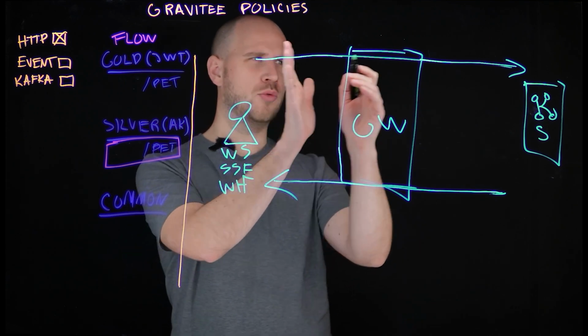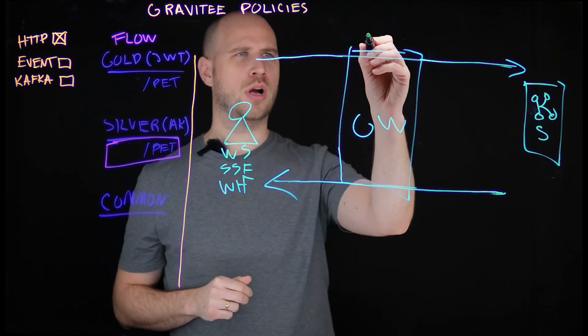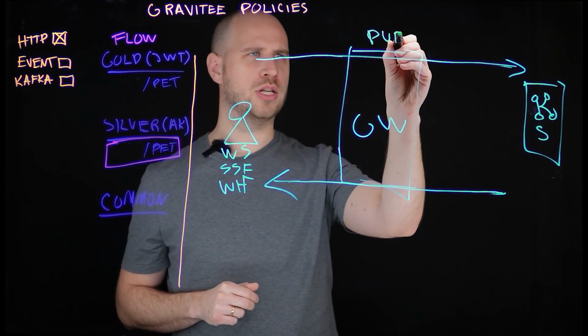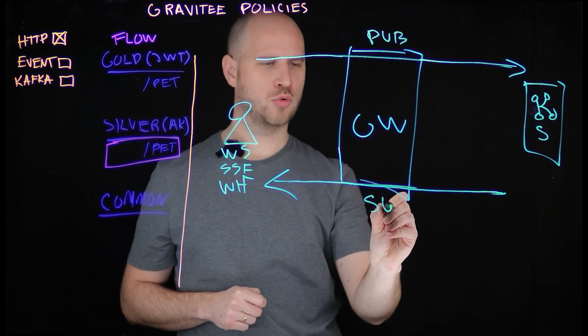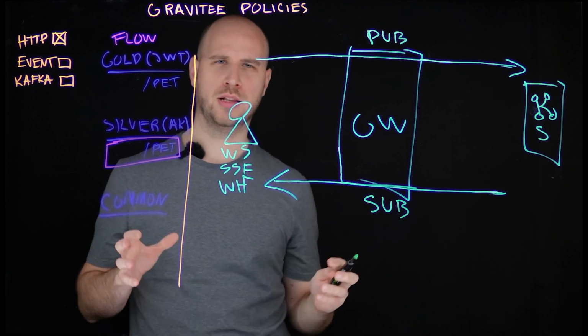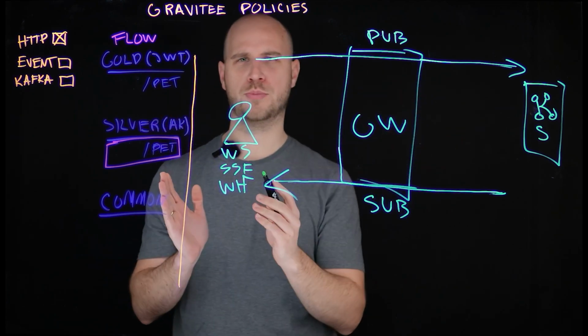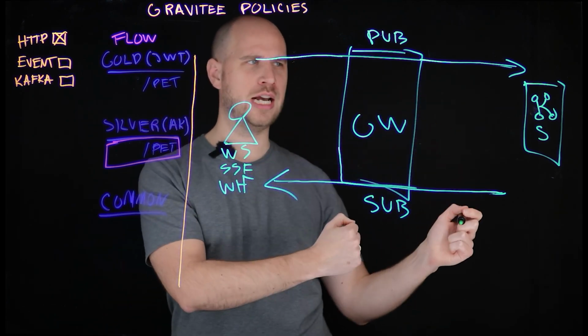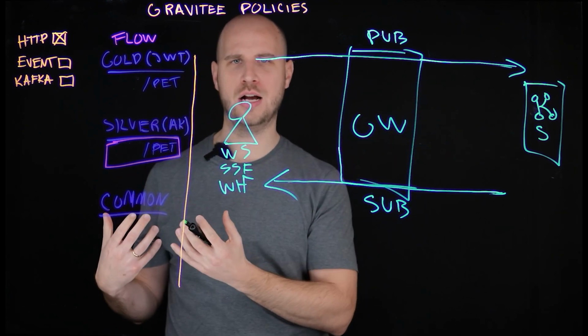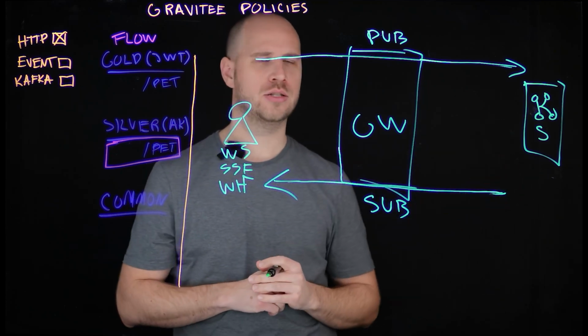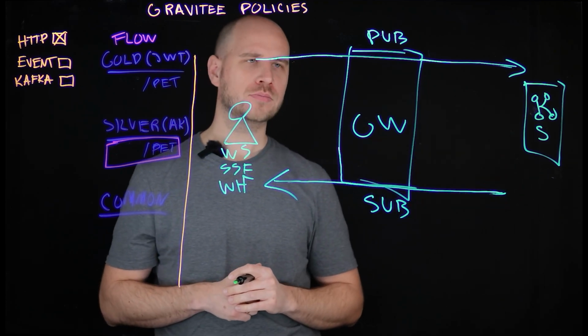So rather than having a request and response flow, in Gravitee we basically call this publish flow and subscribe flow, because fundamentally the architecture is a little bit different here. You're not sending requests and getting responses. You're typically establishing a connection and then either streaming data out or getting data into your event broker.